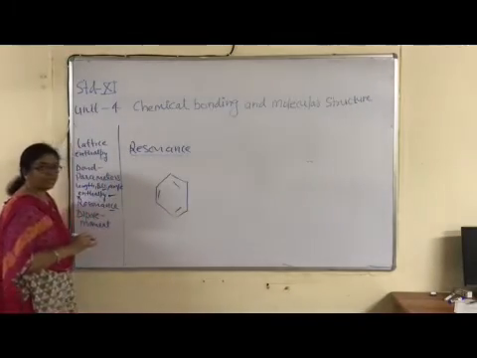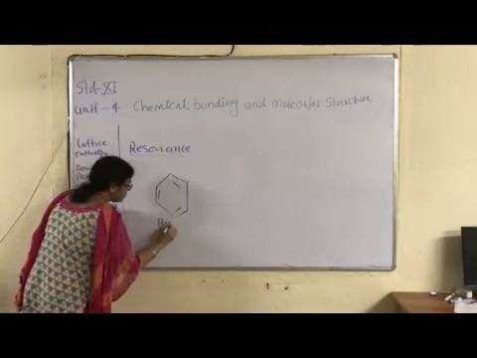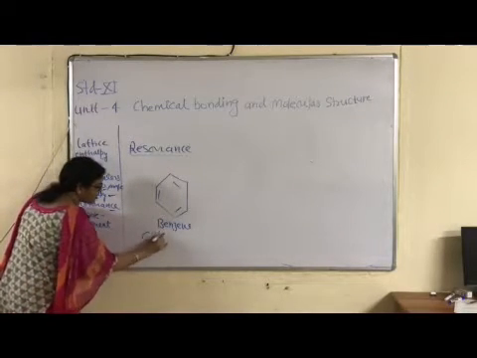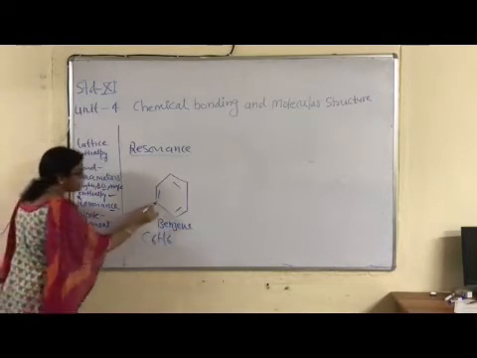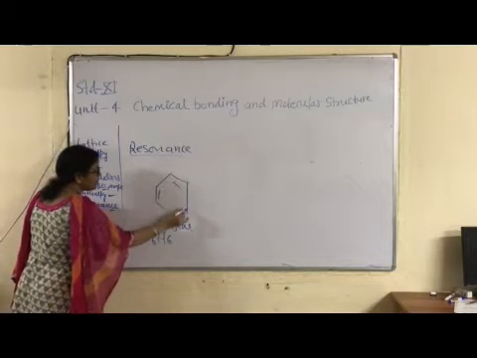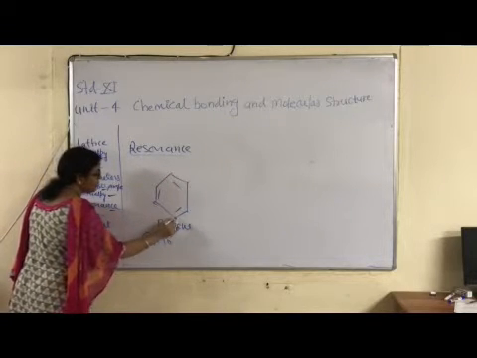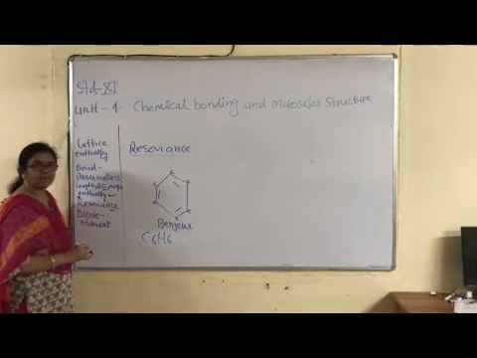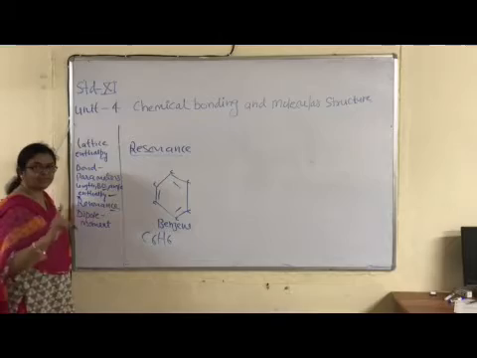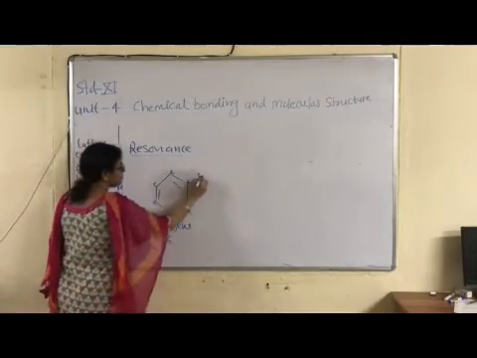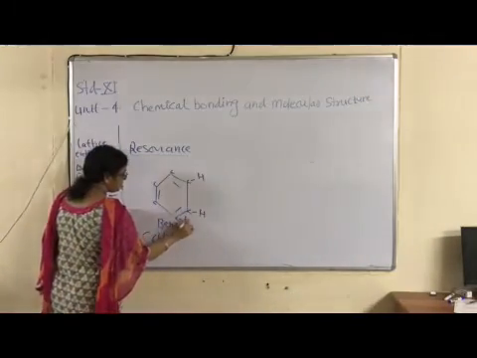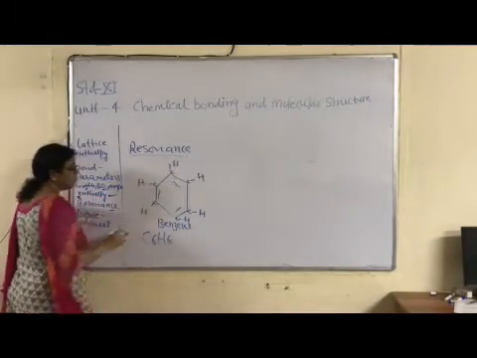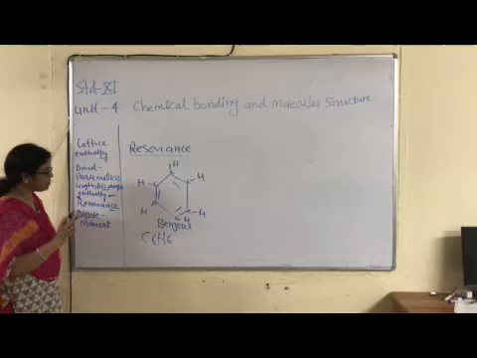This is the bonding structure of benzene. Okay children, molecular formula C6H6. Each corner is showing a carbon. How many carbon atoms are present here? 6. And each carbon atom is attached with one hydrogen. Right? This is one form of benzene.